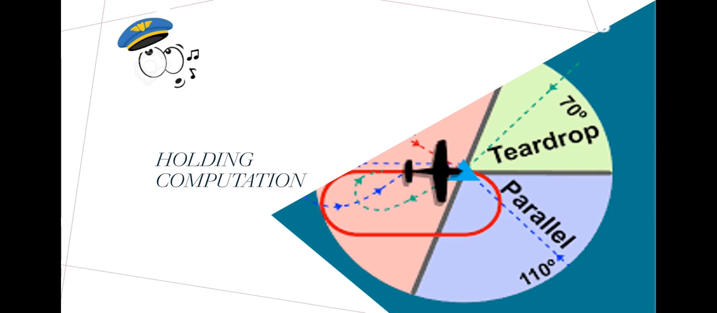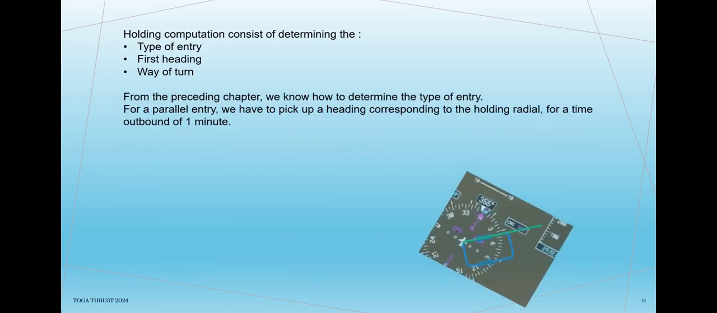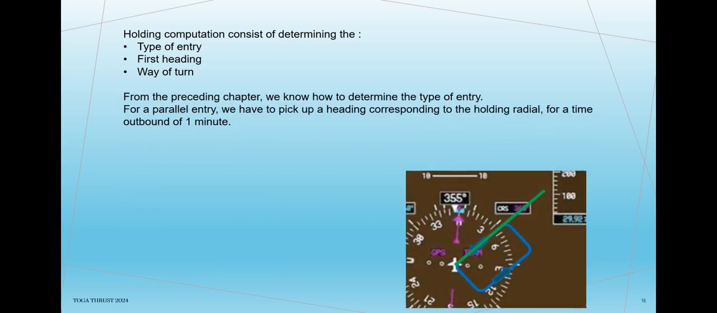Holding computation. Holding computation consists of determining the type of entry, first heading, way of turn. From the preceding chapter, we know how to determine the type of entry.